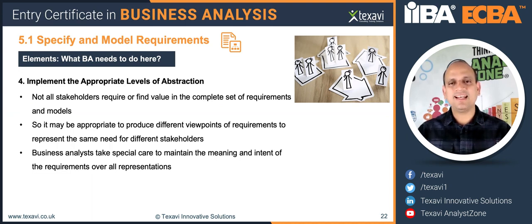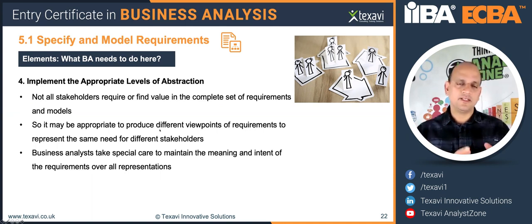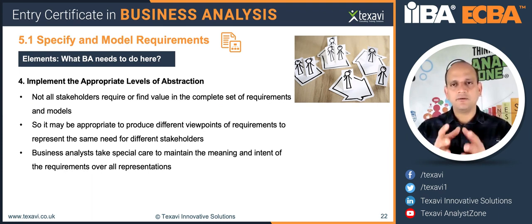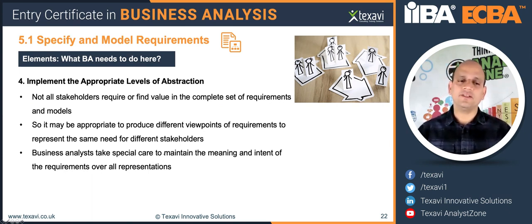So you should try and understand this target audience, so that you can structure your messaging accordingly. We need to have a sense of different perspectives: is it for business, technology, operations, marketing, customers, infrastructure, whatever it could be. You're trying to structure your requirements to suit the needs, goals, and objectives of each of these different sets of stakeholders. And we need to take special care to maintain the real crux of these requirements.